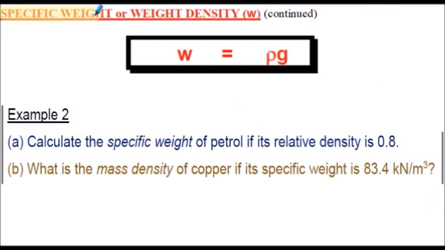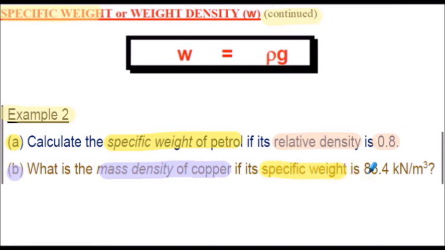Specific weight, continued. So here's example 2. Part A, we're asked to calculate the specific weight of petrol if the relative density is 0.8. And part B, we're asked to calculate the mass density of copper if the specific weight of copper is 83.4 kilonewtons per meter cubed. I would encourage you to start the presentation and try and attempt example 2, but I'll show you the full solution on the following slide.